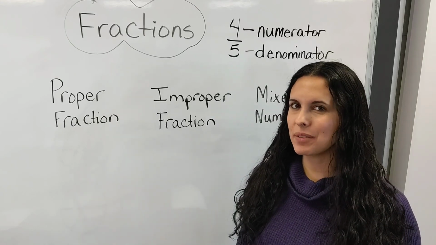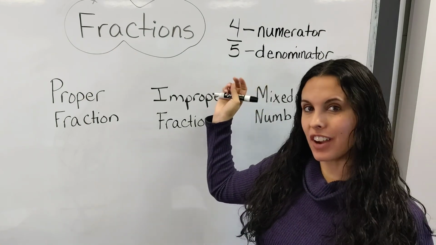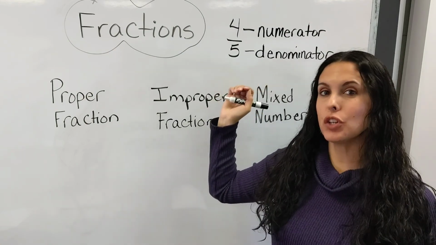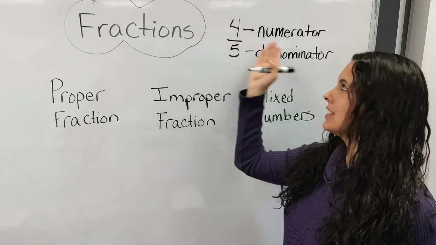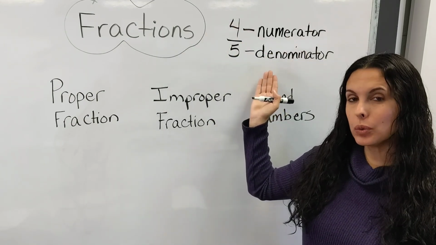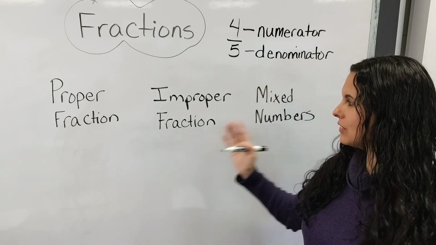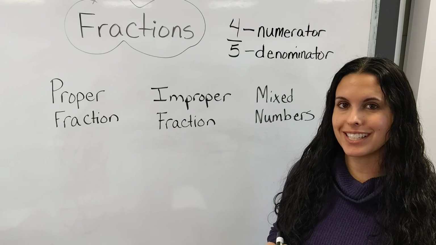Talk about the different types of fractions. So I'm going to remind you, when you're talking about fractions, we're talking about parts of a whole. Our top number is the numerator. Our bottom number is the total parts. That's called the denominator. So we've got three different types of fractions we're going to talk about today.